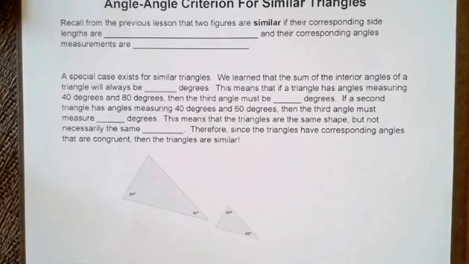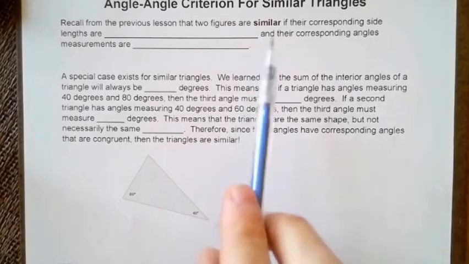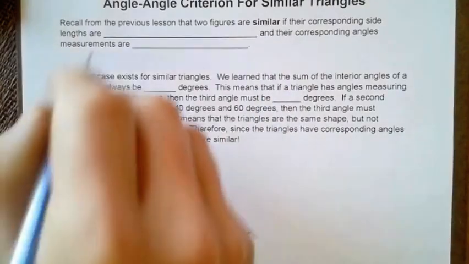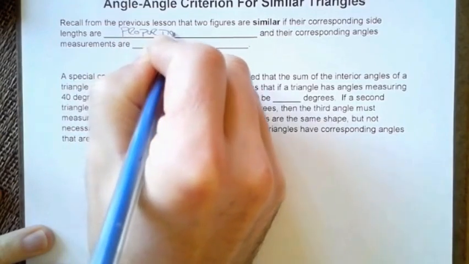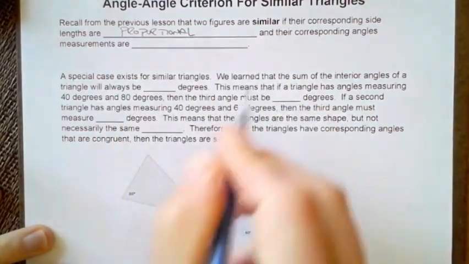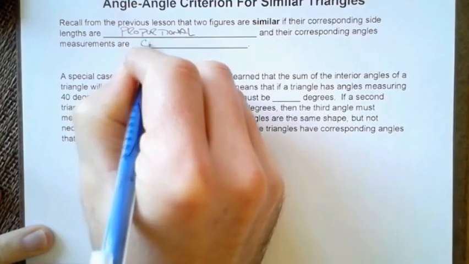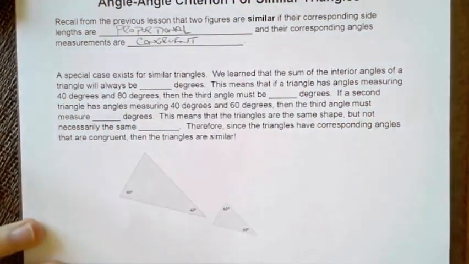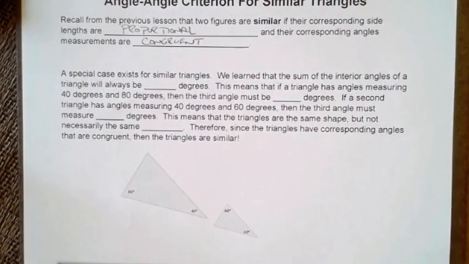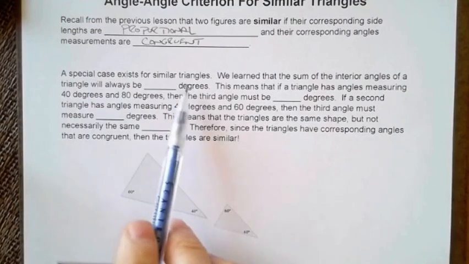In this video, we're going to learn about the angle-angle criterion for similar triangles. In a previous lesson, we learned that two figures are similar if their corresponding side lengths are proportional. Corresponding side lengths must be proportional, and their corresponding angle measurements have to be congruent to each other. That's true for any similar figures, but a special case exists for similar triangles.